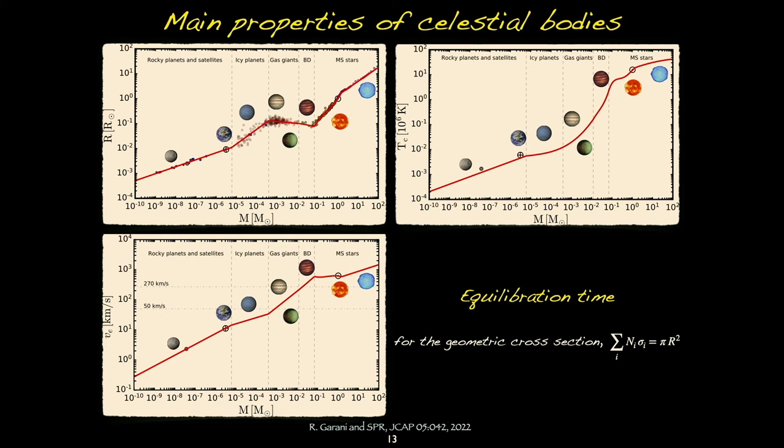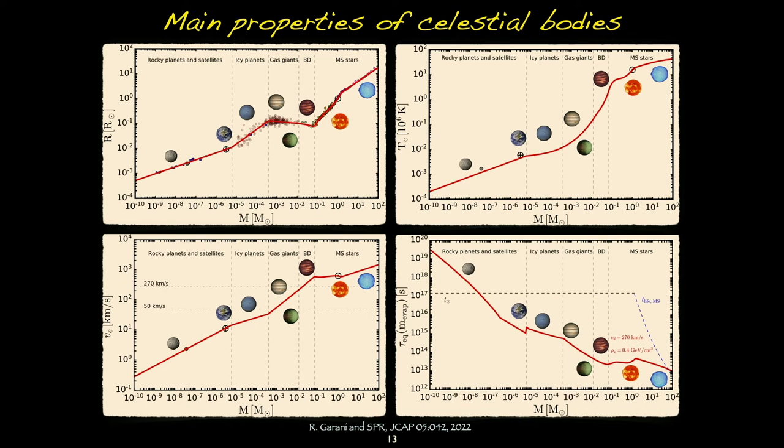And then with all these ingredients, we can compute, for instance, the equilibration time for this geometric cross-section. Any object which is below this dashed line, I'm assuming here the lifetime of these objects to be like the age of the Earth, just to set a reference. So anything which is below this is in equilibrium. All the objects which are above would not be in equilibrium, and in those cases the dark matter evaporation mass grows with time. But I will be mostly discussing the equilibrium case.